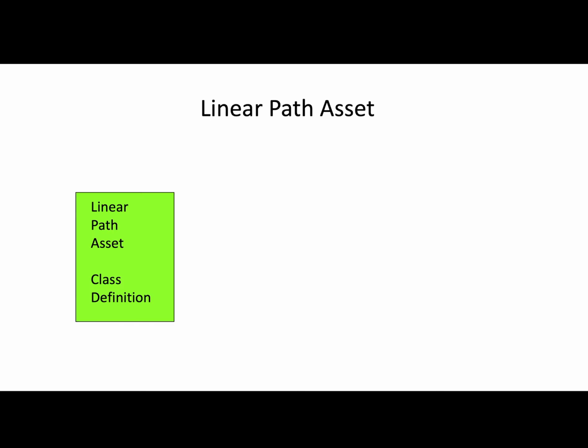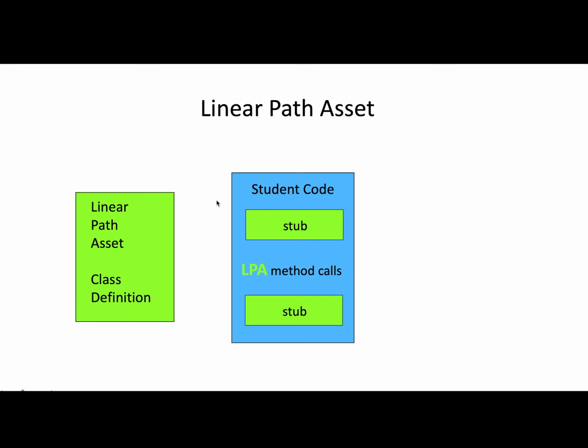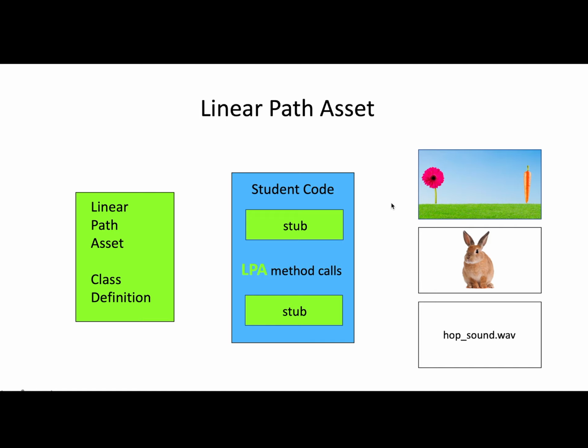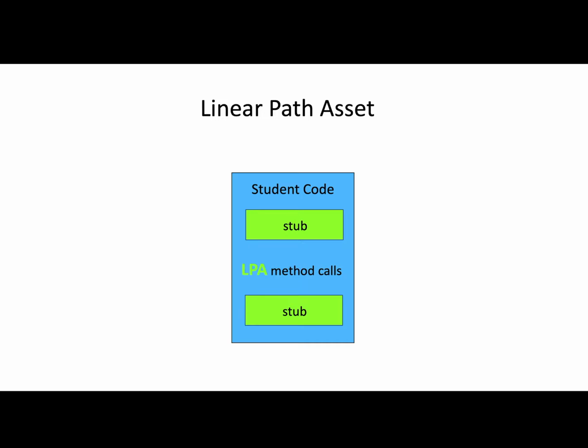First of all, the asset itself will be held in a file. In the student code, there are stub pieces of code which have to be inserted in order to run the asset, and between those stub pieces of code will be the main logic of the student's programs that uses the linear path asset method calls. And finally, the student will be providing the image and sound files used as part of the animation.